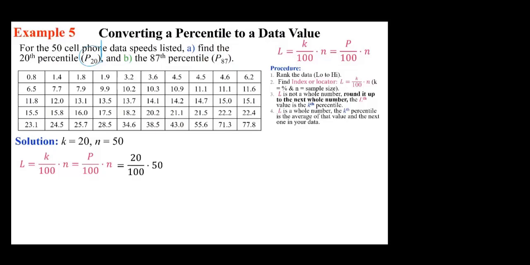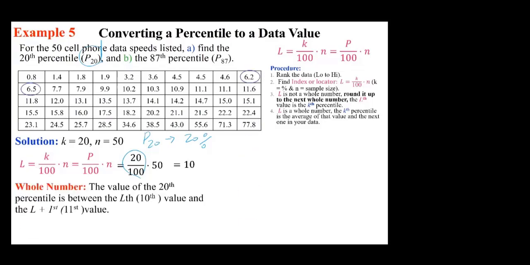So I want to make sure that everybody understands this part comes from the fact that when we say P20, it means what? We are dealing with 20%. That's how we get 20. So it's really not that big of a deal. Again, times 50, and it gives us a whole number. Because it is a whole number, you locate that, you use the next one, you take the average of the two. So this is the 10th one, 6.2. And the next one is 6.5, add them up, divide by 2.